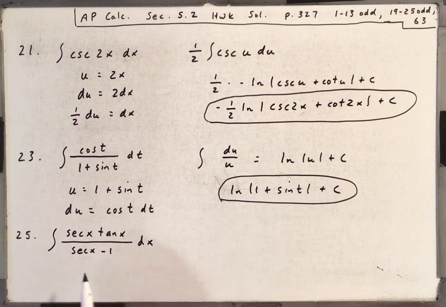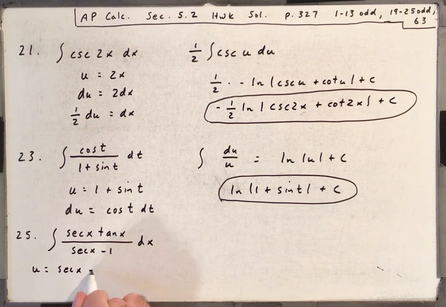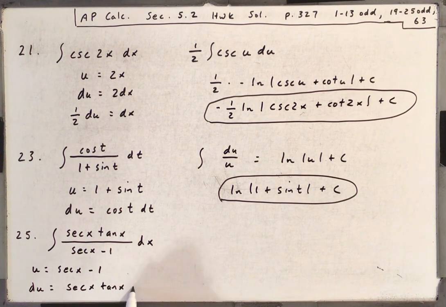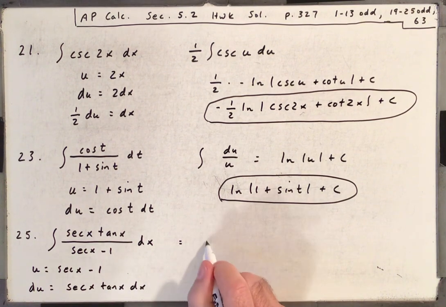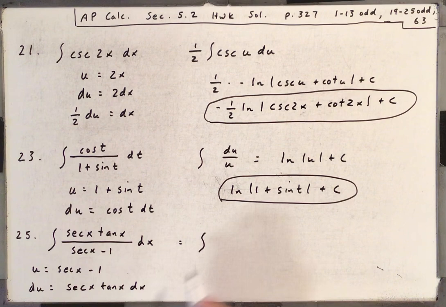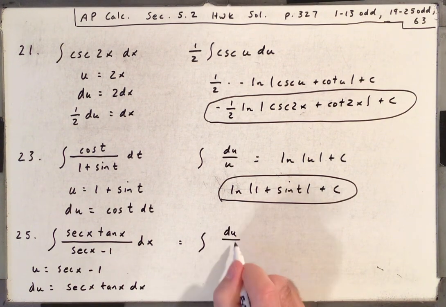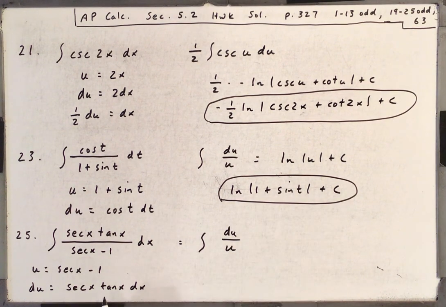Okay, I see that if we let u be secant x minus 1. The derivative of secant is secant tangent, right? So the derivative would be secant x tangent x dx. Okay, so that's going to be just du over u. So we don't even have to adjust with some sort of fraction or coefficient. It's just du over u.